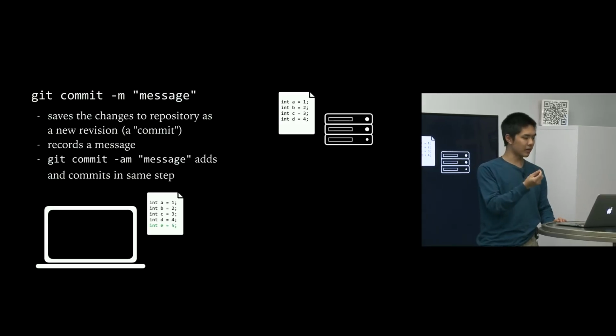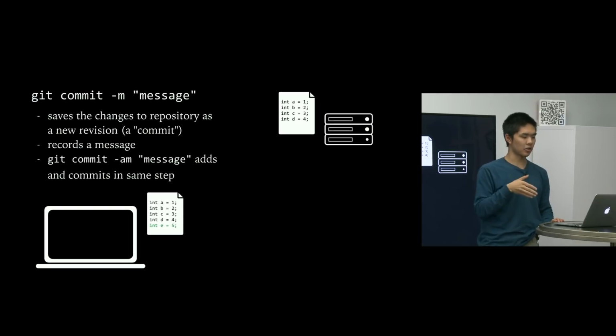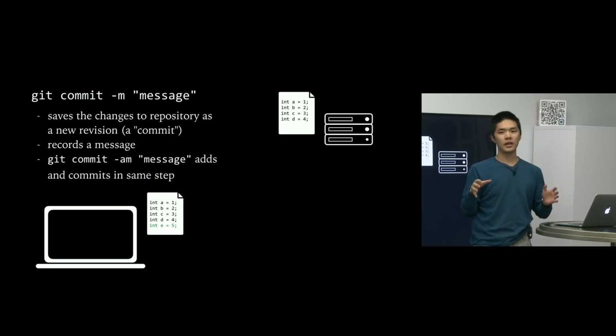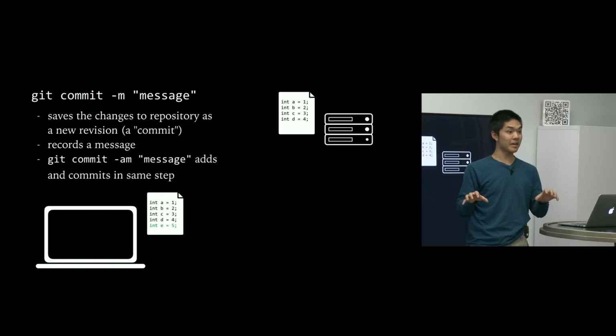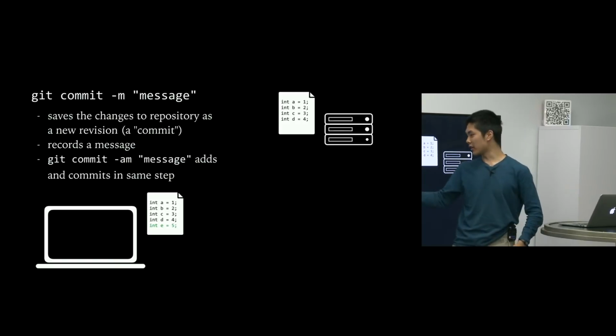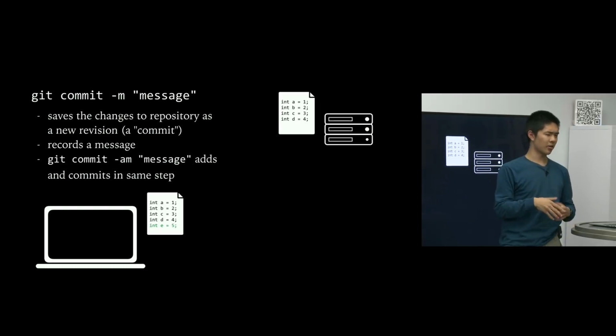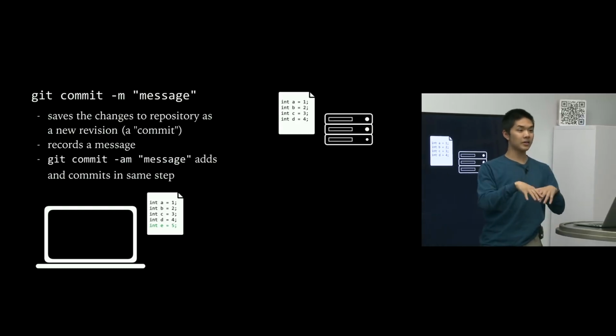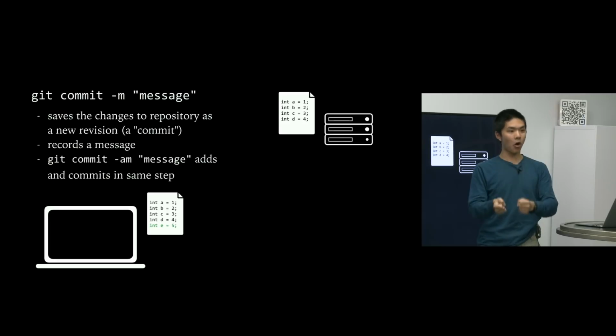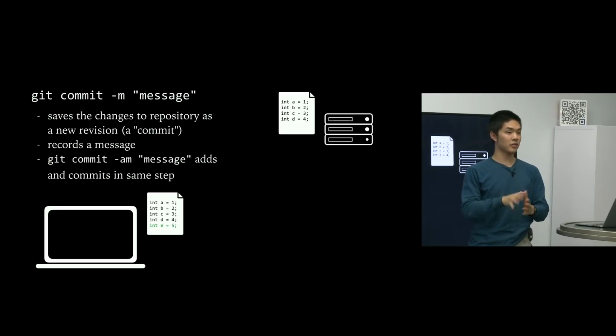So that's what git commit is, and it saves those new revisions of a repository and records a message along with it. And just as a side note, if you'd like to combine the adding and committing steps together into one step, this command right here, git commit -am, A for all, or A for add, will automatically add all the files that you've changed and also commit it with a commit message. So you can combine both of these steps together.